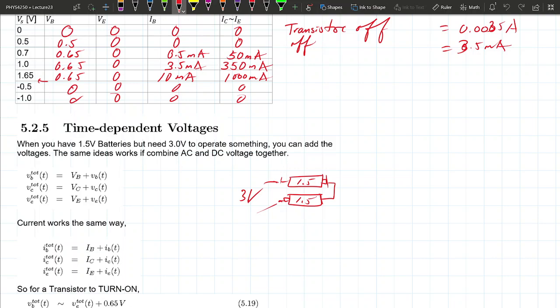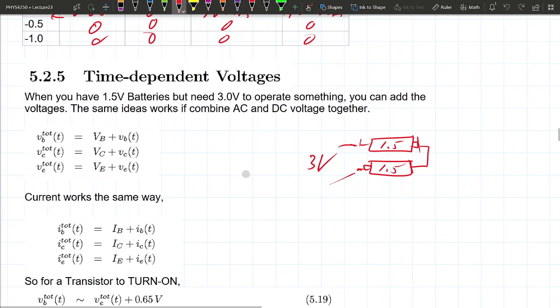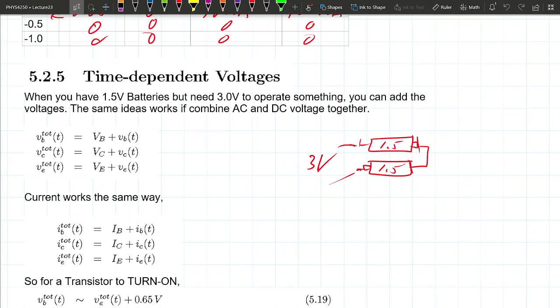So that means if you have some constant voltage, V sub B, the voltage at the base, and on top of that you have some time-dependent part, which is the lowercase, the total voltage is just the sum of those two voltages together. I'm just doing a little bit of math to make sure that we're not doing anything funky. The same thing can be said about the collector voltage and the emitter voltage. Nothing too crazy there yet.